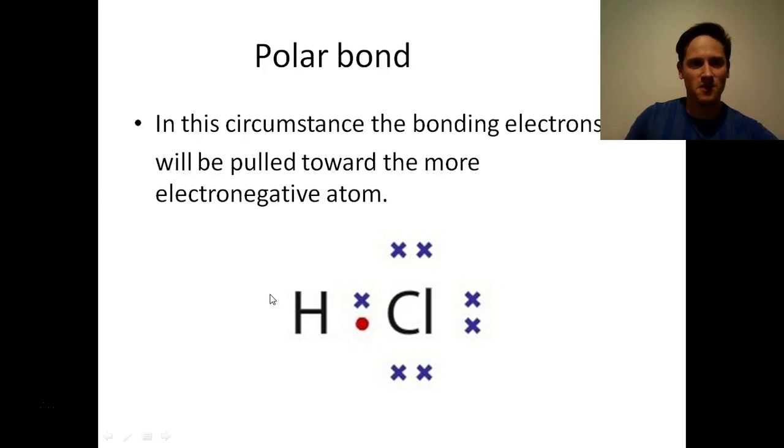So in the same example as we've gone through previously, we've got our HCl again, just a slightly different diagram this time. So in this circumstance, the bonding electrons will be pulled toward the more electronegative atom. So as per the electronegativity trend that we established before, chlorine is more electronegative than hydrogen. So the shared electrons, these two here, are going to be drawn closer to the chlorine atom. So it's an uneven sharing of electrons. So chlorine will have a greater share of those electrons than hydrogen will.